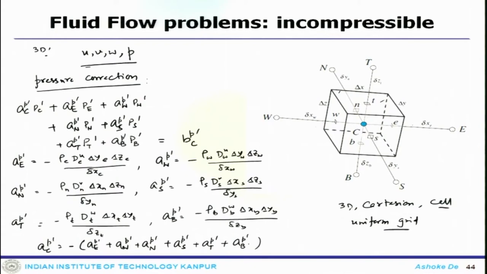So the negative of all these coefficients, and mass conservation would get the source term, which is B C P prime equals minus m dot E star plus m dot W star, m dot N star, m dot S star, m dot T star plus m dot B star. So that's what you get for all the coefficients in a three dimensional system.